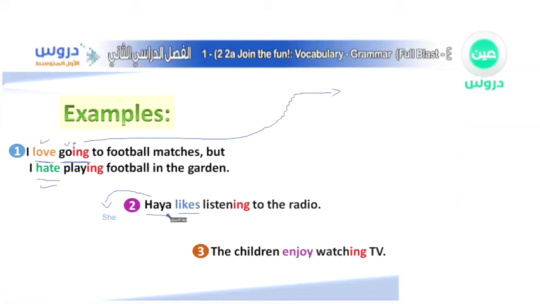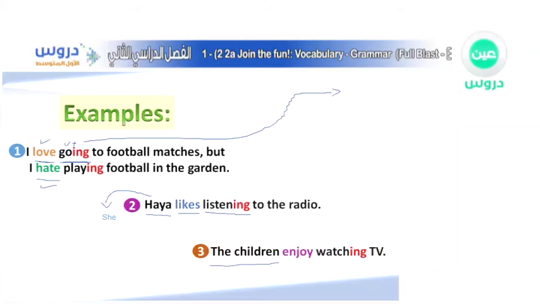Because we said that in the present simple, whenever we say he, she, or it, in that case, what do we have to add? We have to add an s to the verb. So we said Haya likes listening to the radio. As you can see, listening, we added ing. That's right, it is present simple. That is completely right. So we added the verb plus ing, as you can see.